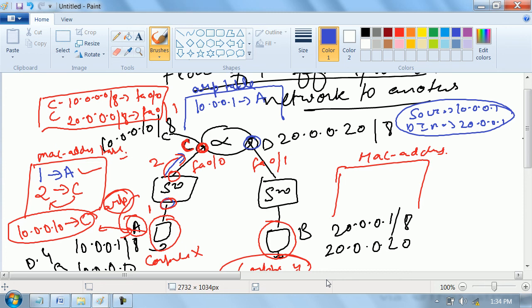If the router knows the destination MAC, it means an entry for the destination MAC must be present in the ARP table of the router, but there is no such entry. It means the router will generate an ARP request. For whom? For 20.0.0.1. When the router generates an ARP request, the source IP will be 20.0.0.20, the destination IP will be 20.0.0.1, the source MAC will be D, and the destination MAC will be all F.